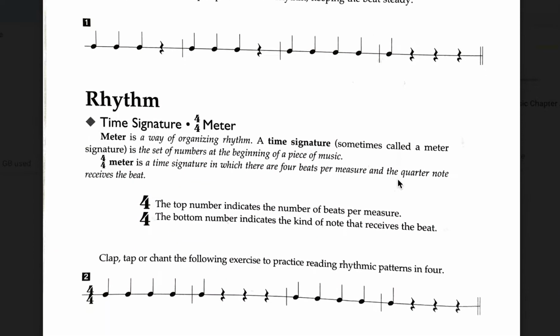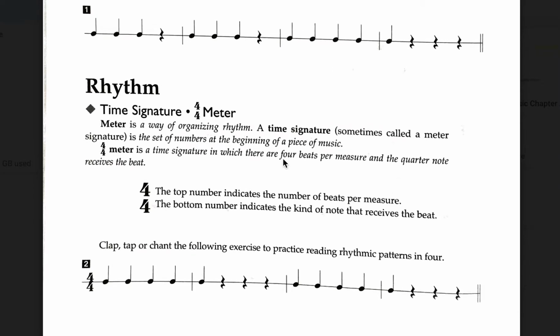So any number of beats can be grouped into a measure. In this exercise, there happens to be 4 beats per measure. So all we got to do is clap, tap, or chant the rhythm. Make sure that we keep the beat steady. Ready? Here we go. Ta, ta, ta, ta, ta, ta, ta, ta, ta, ta, ta.